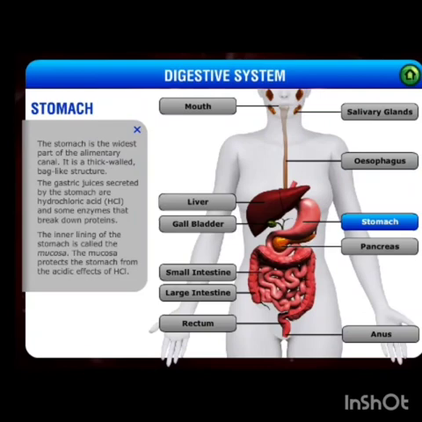It serves as a muscular bag which is situated towards the left side of the abdominal cavity beneath the diaphragm. This vital organ acts as a storage for the food and provides enough time to digest meals. The stomach also produces digestive enzymes and hydrochloric acid that maintain the process of digestion.